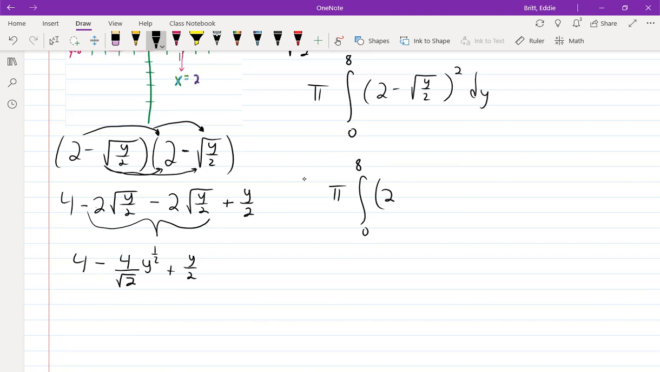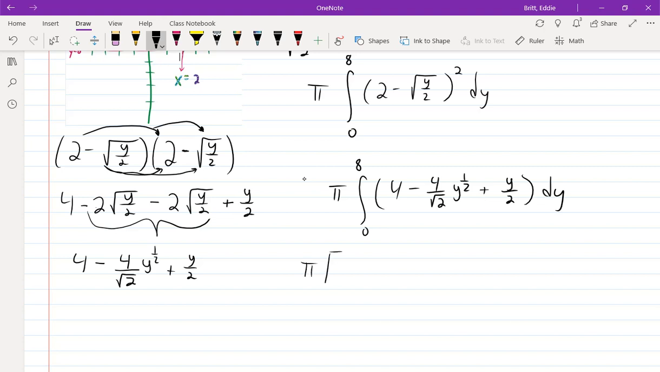I got 2, I have 4, 4 minus 4 over the square root of 2. We'll change that around if we have to. Times y to the 1/2 plus y over 2. Or that's 1/2 y, however you want to think about that. All right, so now let's integrate.